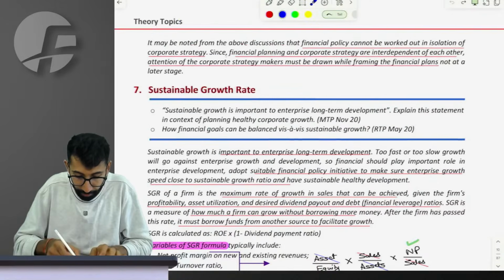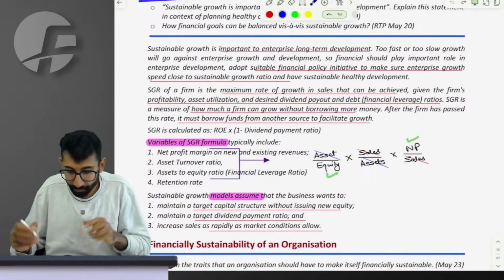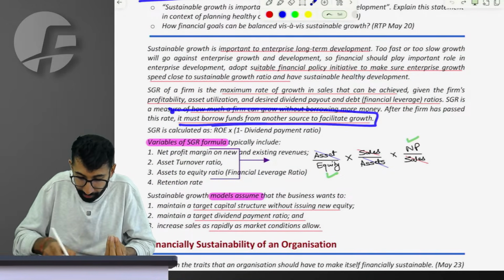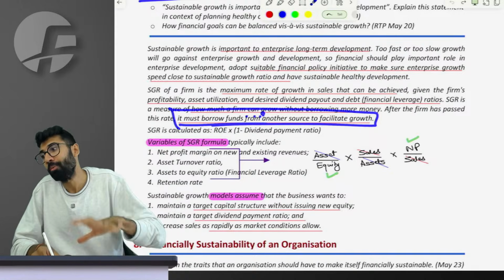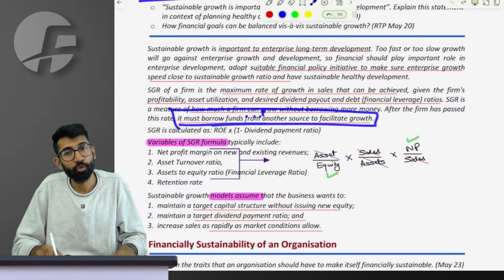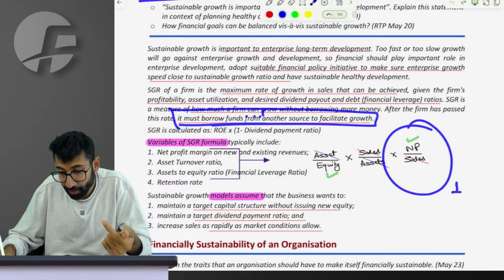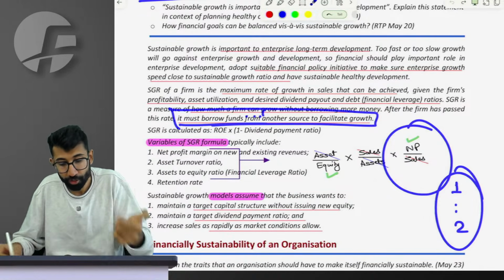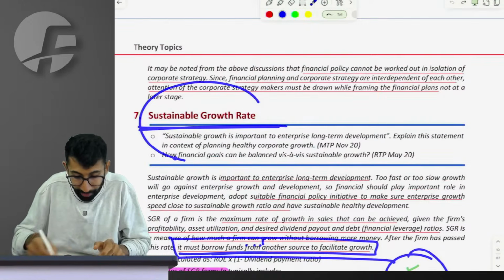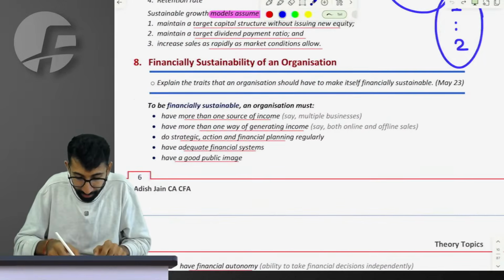Cool. Sustainable growth rate. If you want to grow beyond this rate, then you should borrow funds from an outside source. You need more money, right? Beyond this ratio, beyond the debt ratio of 1:2, you need money if you want to grow. Beyond that is the sustainable growth rate.